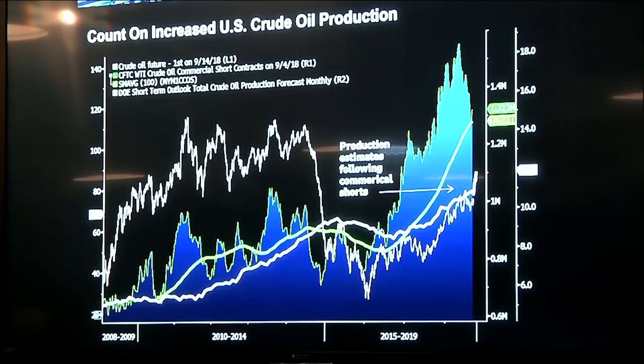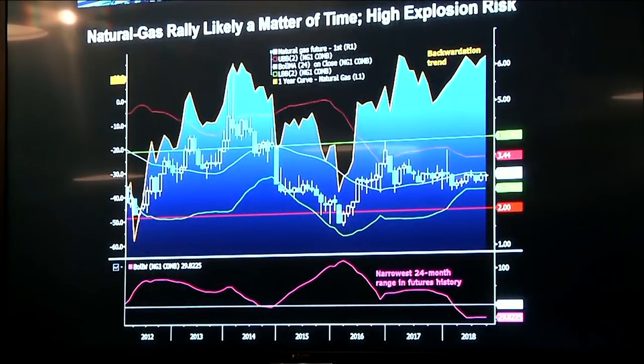The massive supply. Every time you hear estimates of U.S. oil supply, you look at this chart, they should be revised higher. And that's been the trend since we started showing this last year. Natural gas, one of the most volatile commodities there is, is ripe for an explosion.